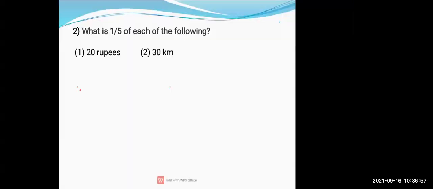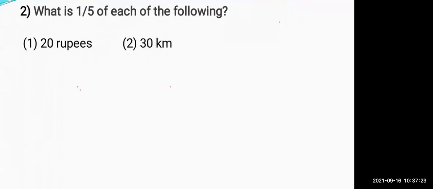Okay, now the second question is, what is 1/5 of each of the following? See, in the previous question, we have done 1/3 of the given sums, and now we are going to do the 1/5 of each of the following. Now, your first question is 20 rupees. See, methods are same, nothing will change. Only instead of 1/3, we are going to do 1/5.